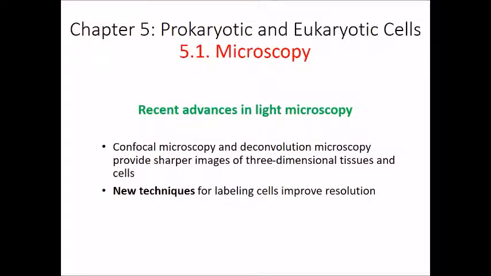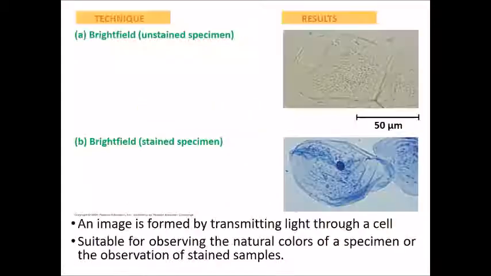Therefore, recent advances in light microscopy are used to improve the resolution of labeled cells. Such as confocal microscopy and also deconvolution microscopy, which will provide a sharper image of 3D tissues and also the cells. So let's look at the new techniques that have been used in light microscopy.